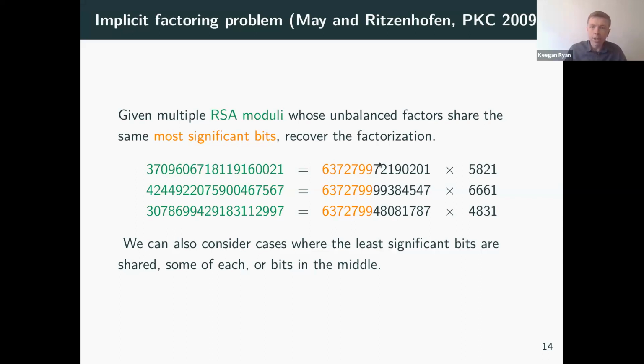And then the larger of the two prime factors shares bits with the factor from the other samples. So the goal of this problem is, given the moduli, recover all of the factorization. Now, we can consider this with the most significant bits shared, as is shown here, but there's also a version of the implicit factoring problem where the least significant bits are shared, where a combination of the most and the least significant bits are shared, or where the middle bits are shared. And we can consider all of these cases.